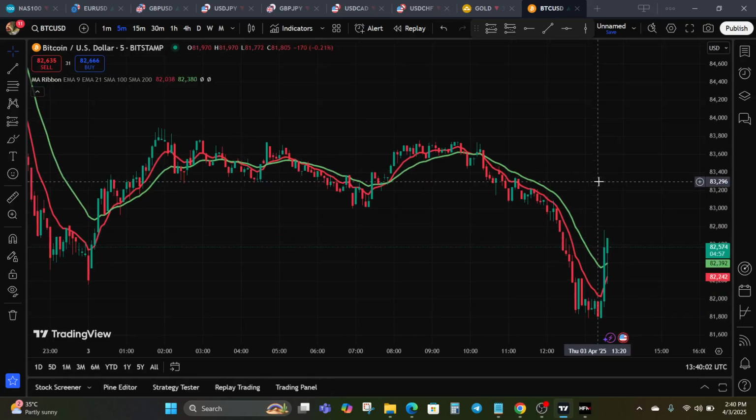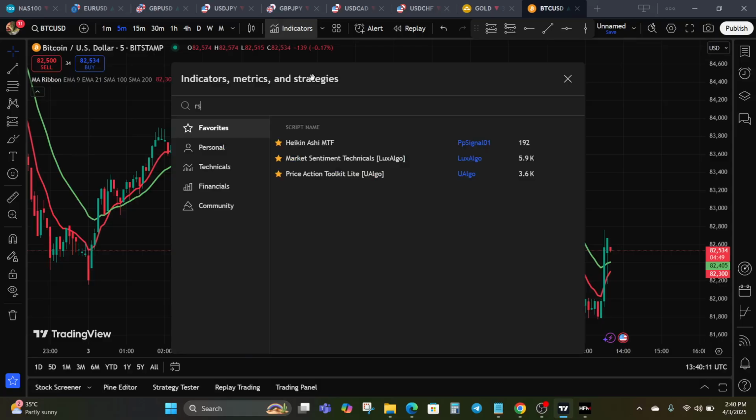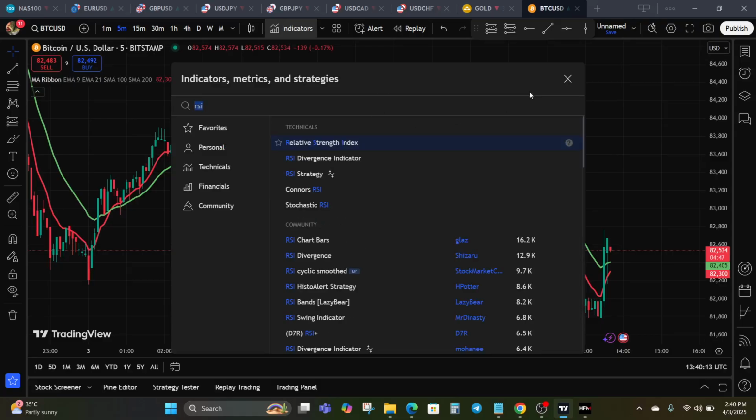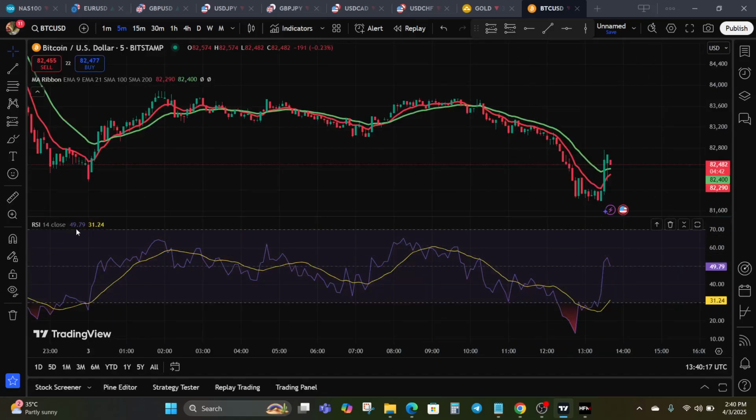This is a scalping strategy. So we're going to be using these short-term moving averages for quick trend identification. Then we're also going to be adding the relative strength index to the chart, RSI. The RSI is going to help us to confirm overbought and oversold conditions.